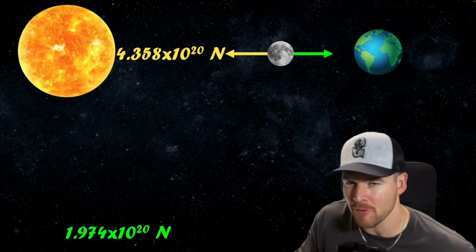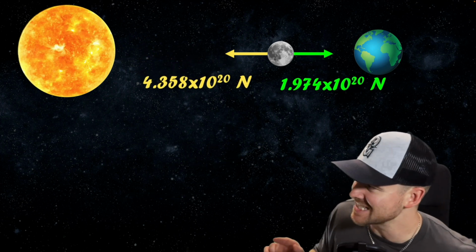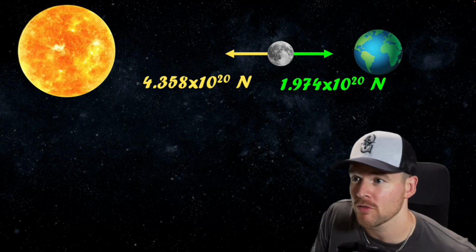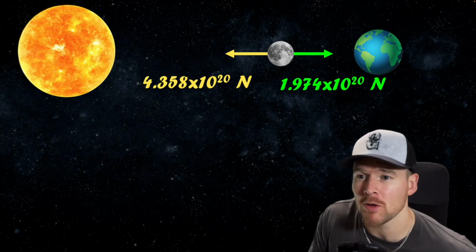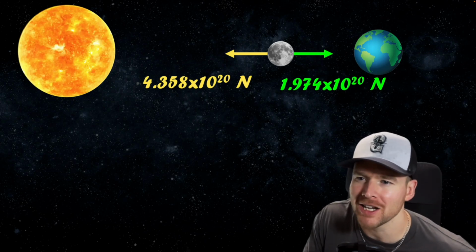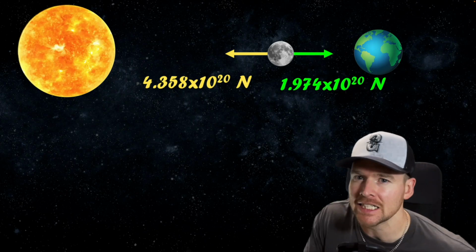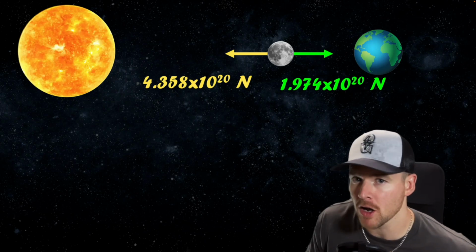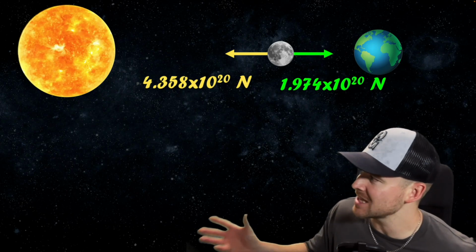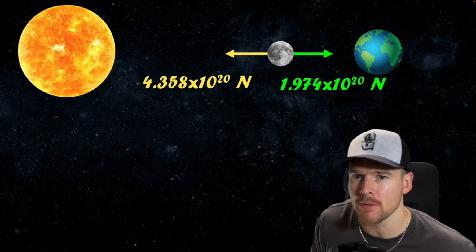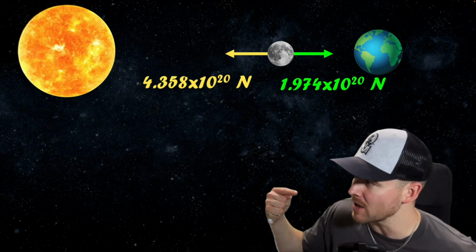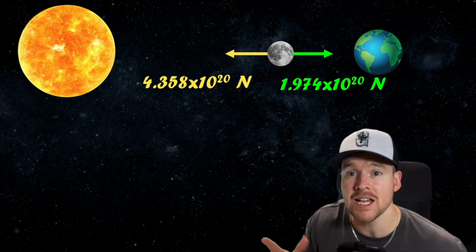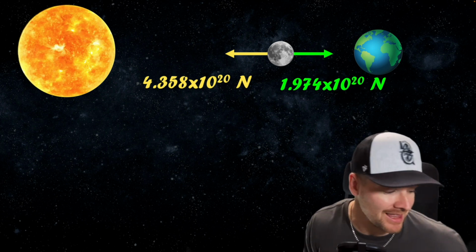So now that we calculated our two forces, let's look at what overall is happening to the moon. We're going to get rid of that math and show the two forces here. The sun is pulling this way with 4.358 times 10 to the 20, and the Earth is pulling this way at 1.974 times 10 to the 20 newtons. So if I was going to look at the overall force, I'm going to add these two forces together. But I'm not going to add those two numbers directly because there's something different about them. They're pointing in different directions. The sun's going that way, the Earth's pulling this way. So I have to assign one of them positive and the other one negative before I add them together.